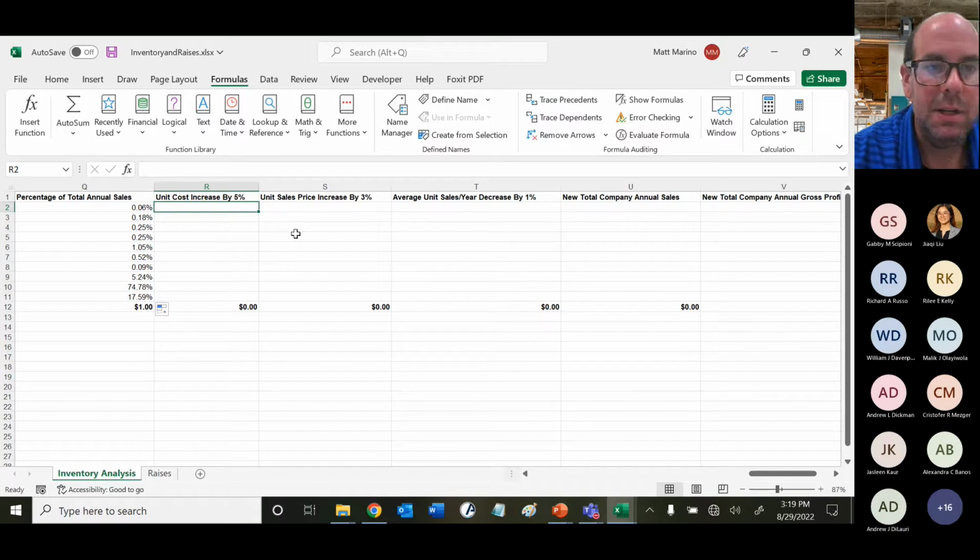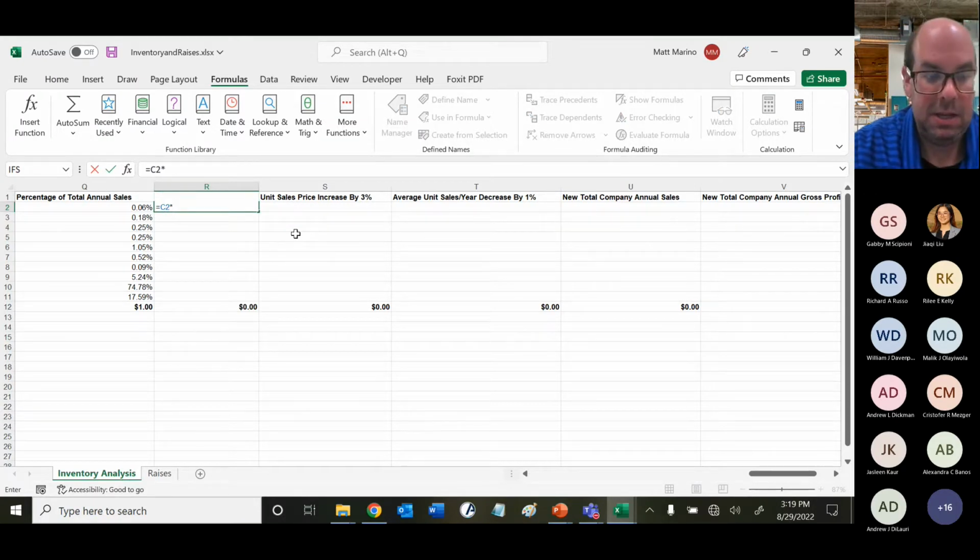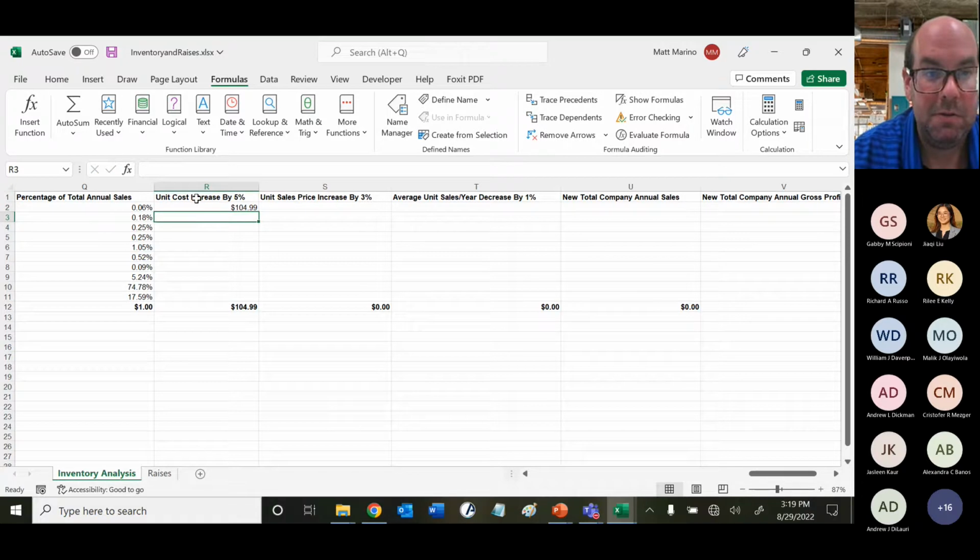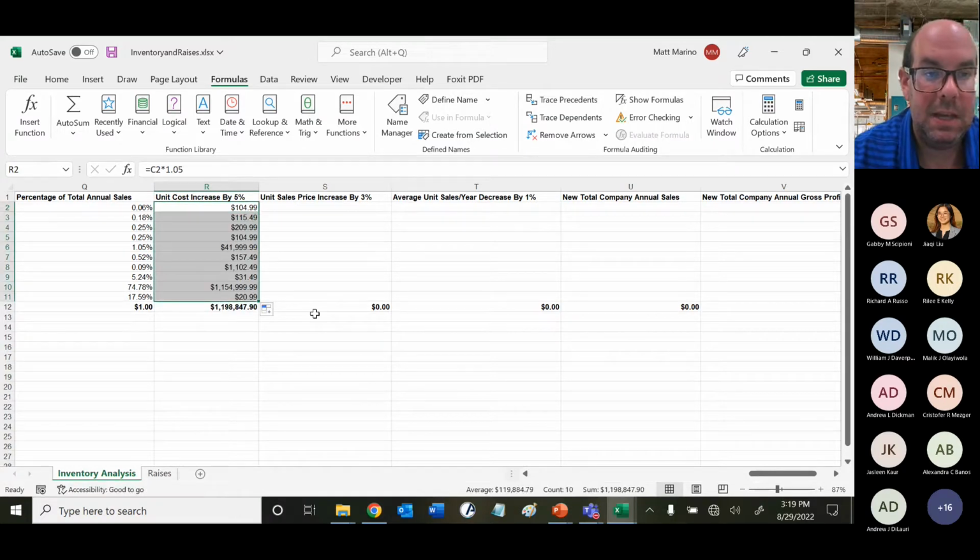In order to calculate our unit cost increase by 5%, similar to our raises, we refer back to our unit cost in C2 and simply multiply that by 1.05 because we're increasing it by 5%. We select and autofill down, and it calculates everything for us.